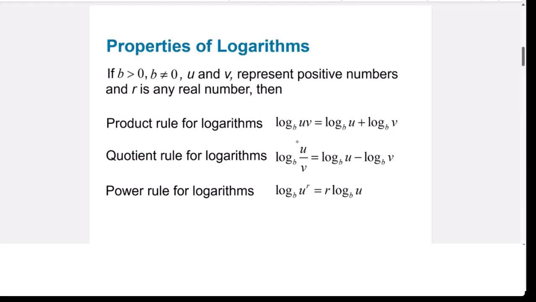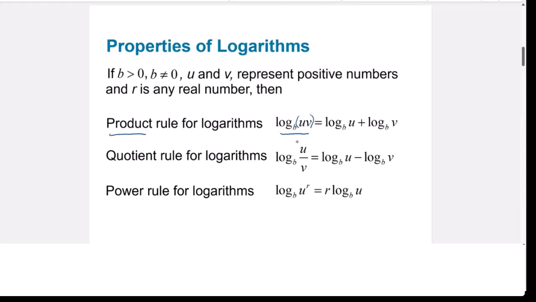Product rule for logarithms. Notice we start with one log, with a product, which means multiplication. And we can break this into two separate logarithms. We break it into the log of U plus the log of V. Multiplication becomes addition. One log becomes two logs.